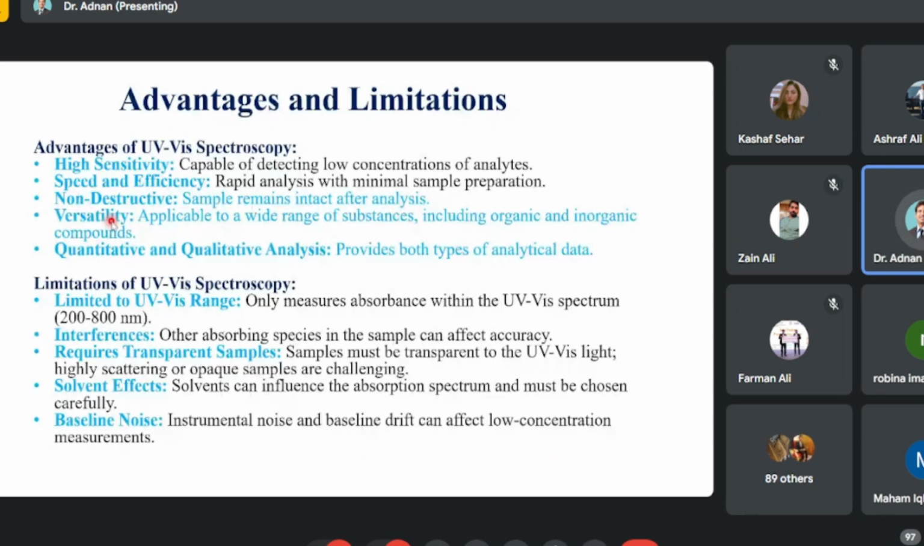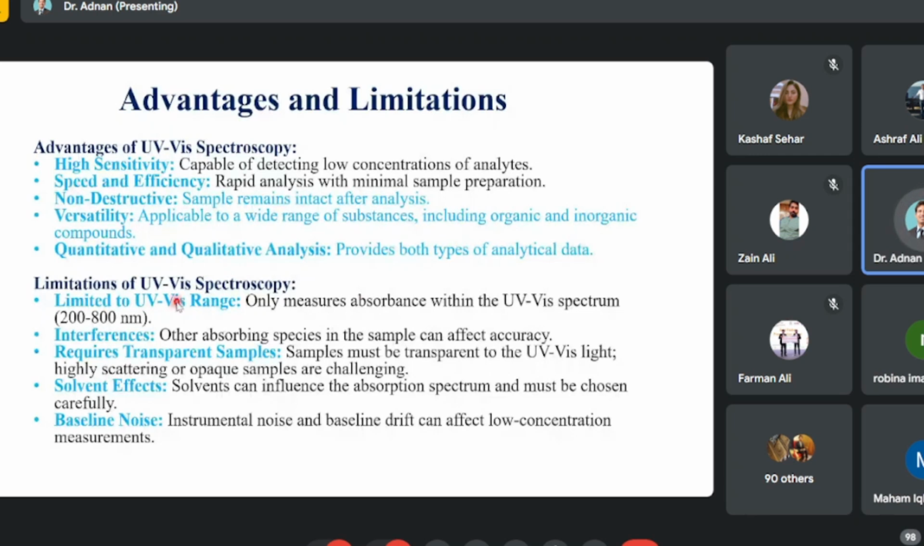Then the second last is versatility, applicable to a wide range of substances, including organic, inorganic compounds, nanoparticles, or materials. And you can also carry out qualitative and quantitative analysis, providing both types of analytical data.